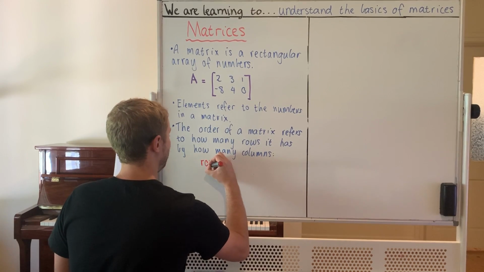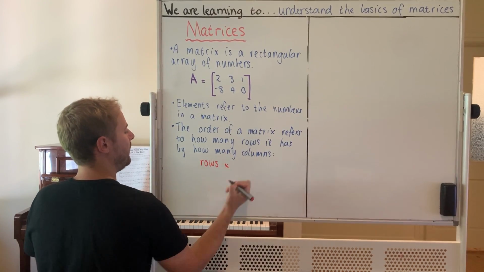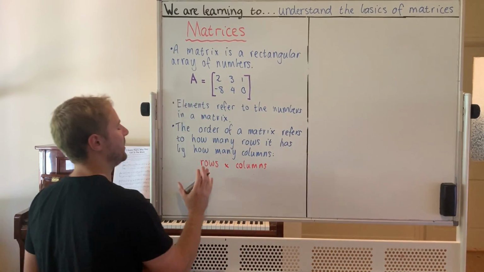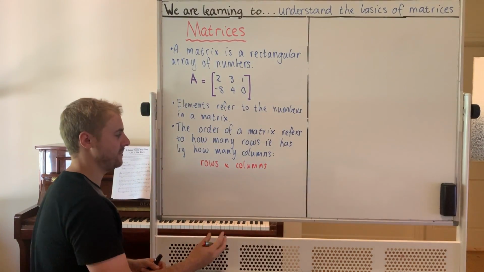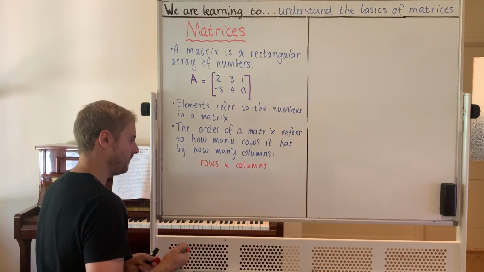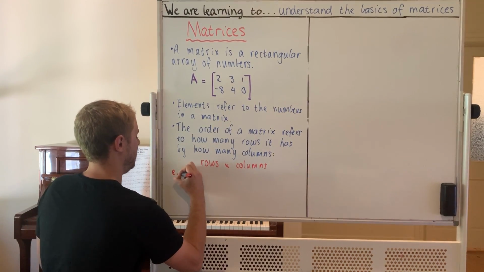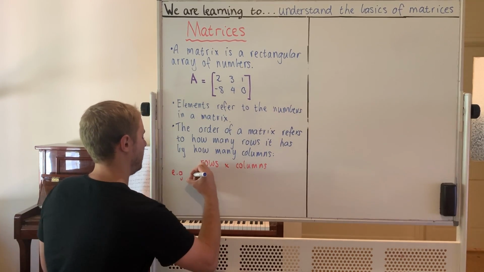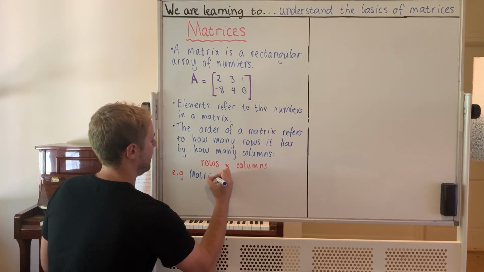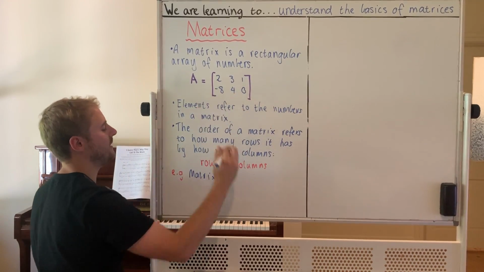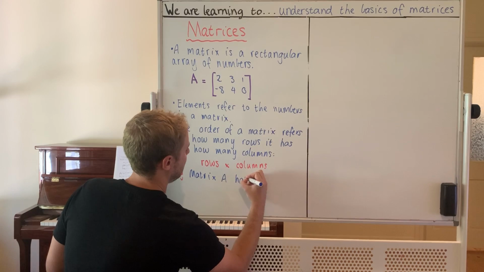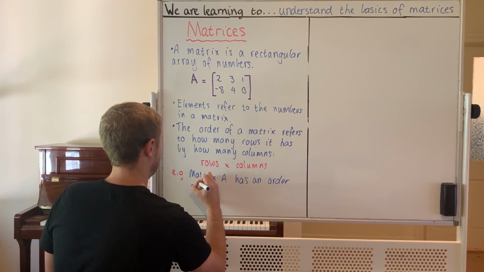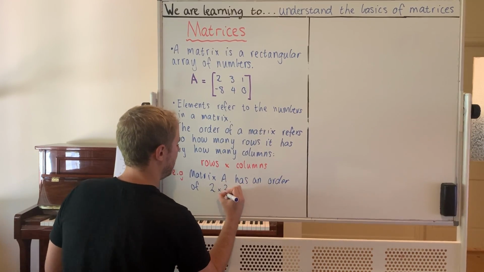The way we do it is we write the number of rows, then we use an X, then the columns. This doesn't mean the rows times the number of columns, it simply means rows by columns. So for example, matrix A, this one here, has an order of 2 by 3.